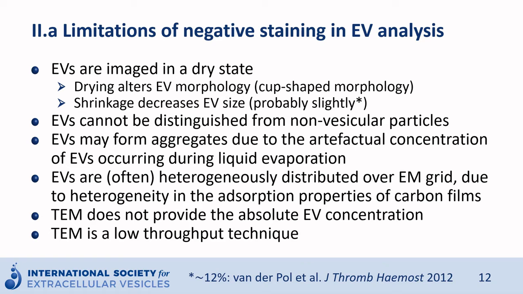Altogether, negative staining is a low throughput technique in the sense that information is in general based on a small number of individual EVs, say less than 100 or a few hundreds.